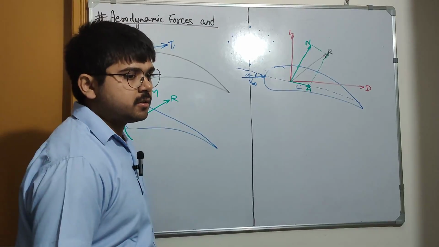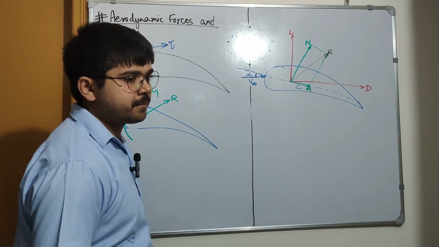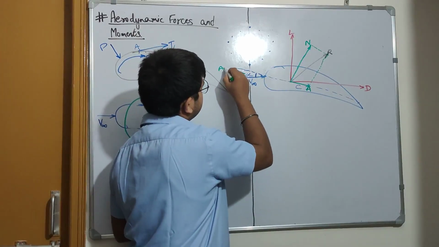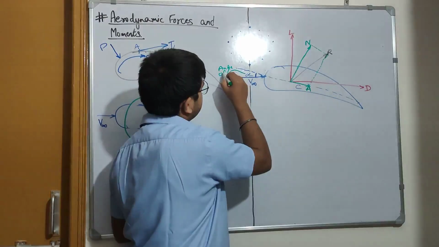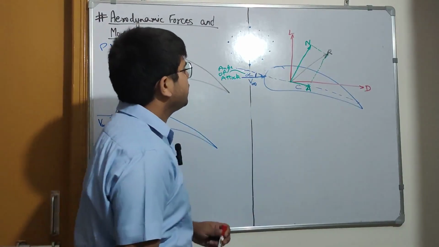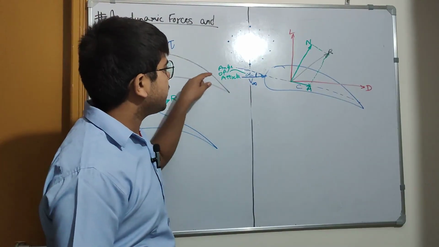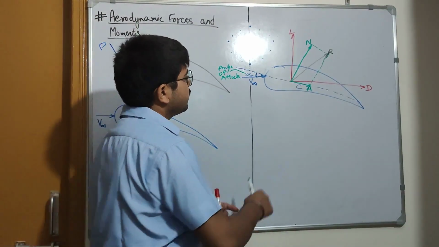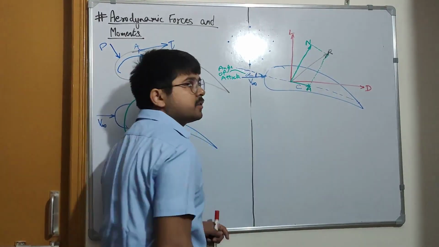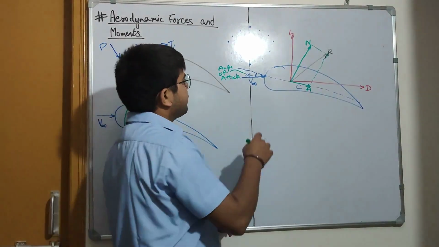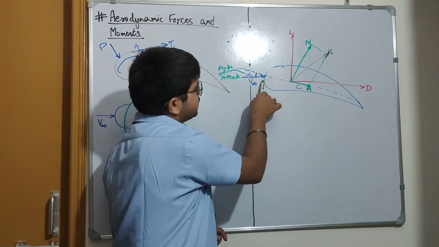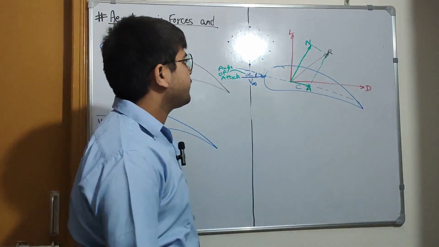So that's the diagram here. This alpha is the angle of attack. This is the free stream velocity. That is, if the plane is moving forward, then this V infinite is the velocity of the wind when it strikes the airfoil.